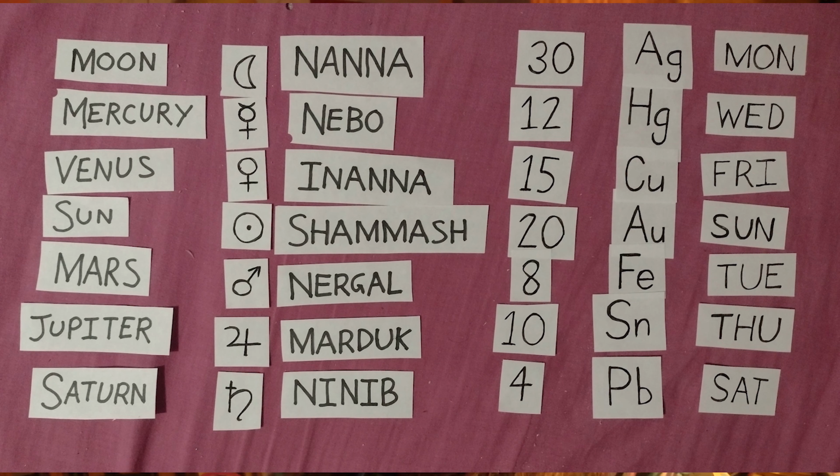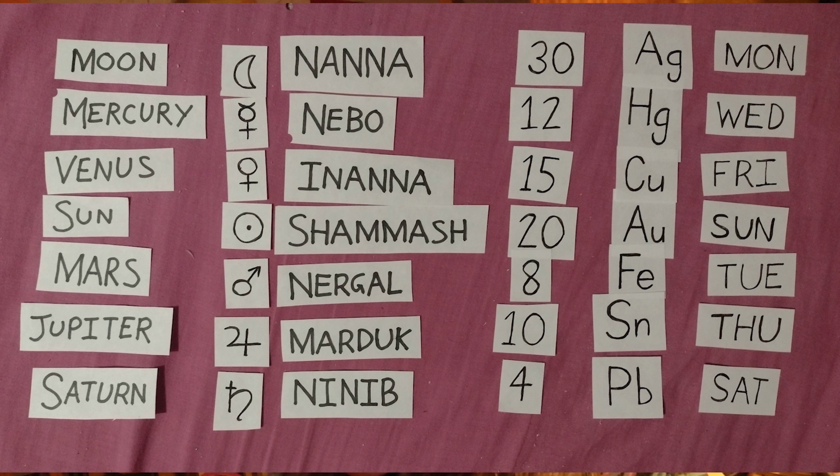In the diagrams, I will be using the standard astronomical symbols for the planets and the chemical symbols for the metals. The traditional planets are listed in the Necronomicon in order of how fast they appear to move relative to the fixed stars as viewed from Earth, from fastest to slowest. That order, with associated deity, metal and number, is the Moon, Nana, silver, 30. Mercury, Nebo, Mercury the metal, 12.